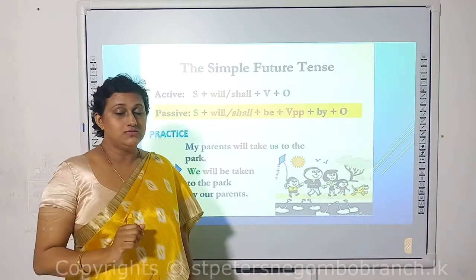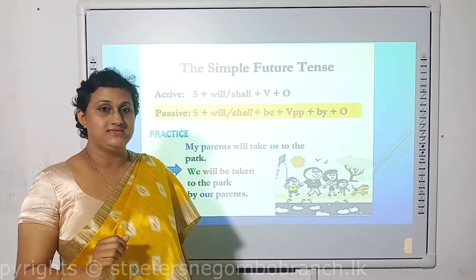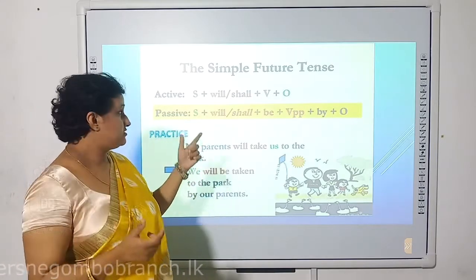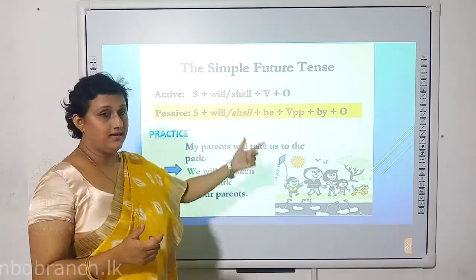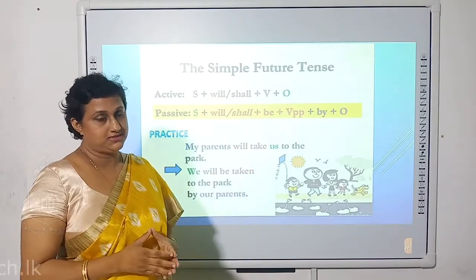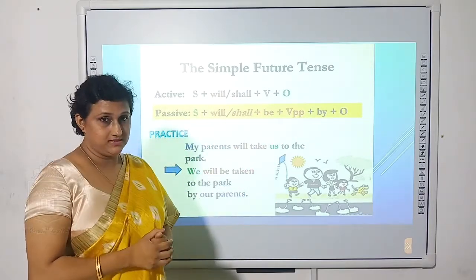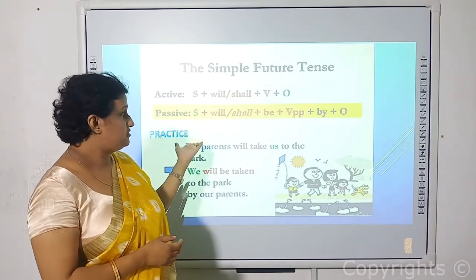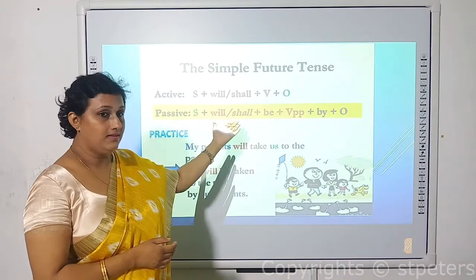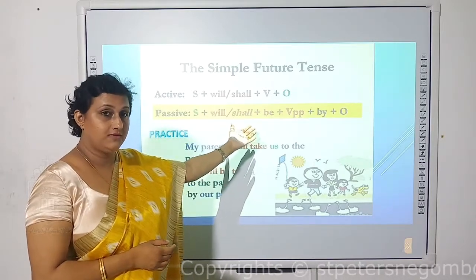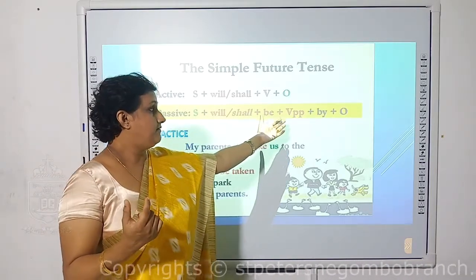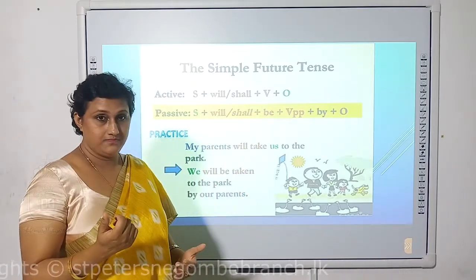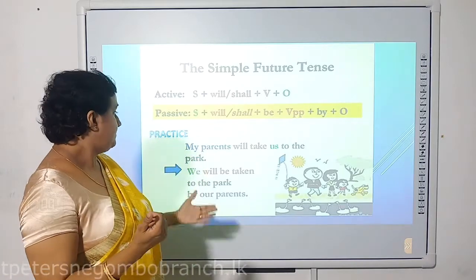Okay, moving on to the simple future tense of passive voice. First, I have given you the active voice structure: subject, will or shall plus verb plus the object. Now when it comes to passive voice, you all know that the object has to come to the top and then it will become the subject. Then shall or will plus be, there should be the word be, plus the past participle of the verb and the by formation plus the object. Okay, so an example has been given.